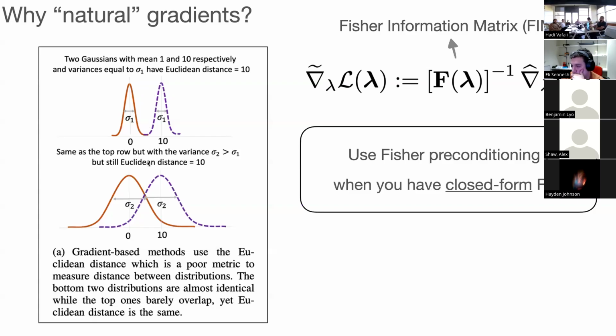And the general rule of thumb is that you use Fisher preconditioning whenever you have a closed form, whenever you can compute this thing in closed form, which you can do if you have some simple distribution like Gaussian or Poisson in our case.